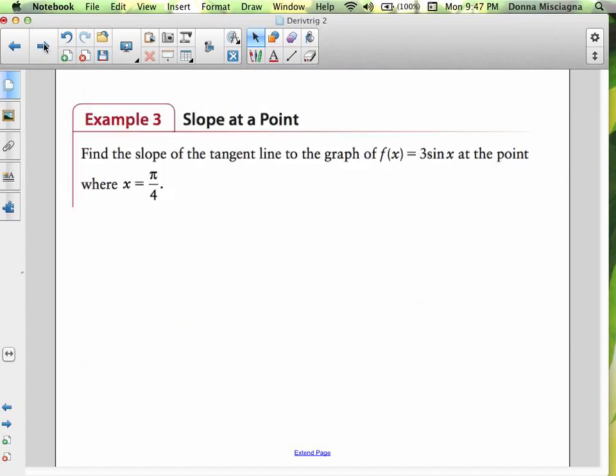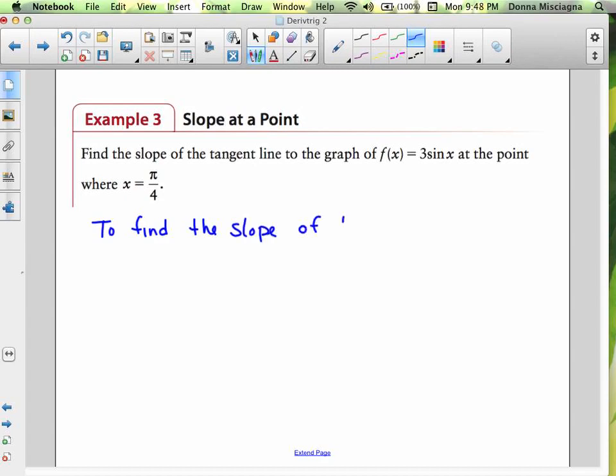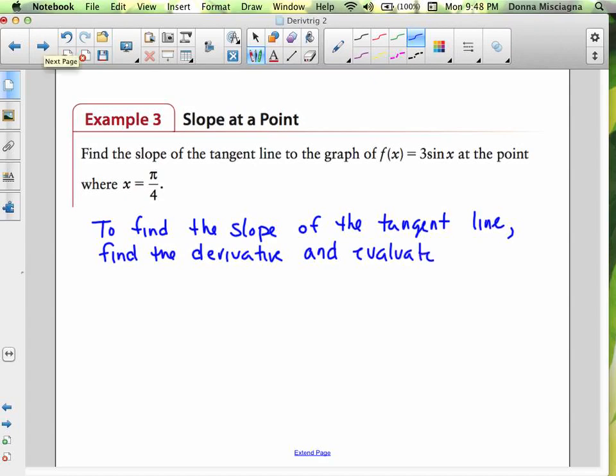Till we get some more rules. All right, so slope at a point. We want to find the slope of the tangent line to the graph of f of x equals 3 sine x at the point where x equals pi fourths. Just as a little reminder, you should put this in your notes so you never forget: to find the slope of the tangent line, you're just going to find the derivative and evaluate at the given x. In this case, the x we're given is pi fourths, which is a nice value for them to give us.